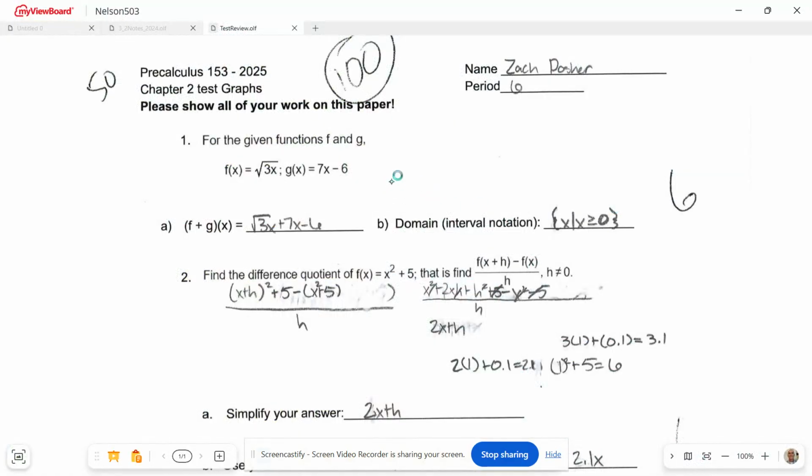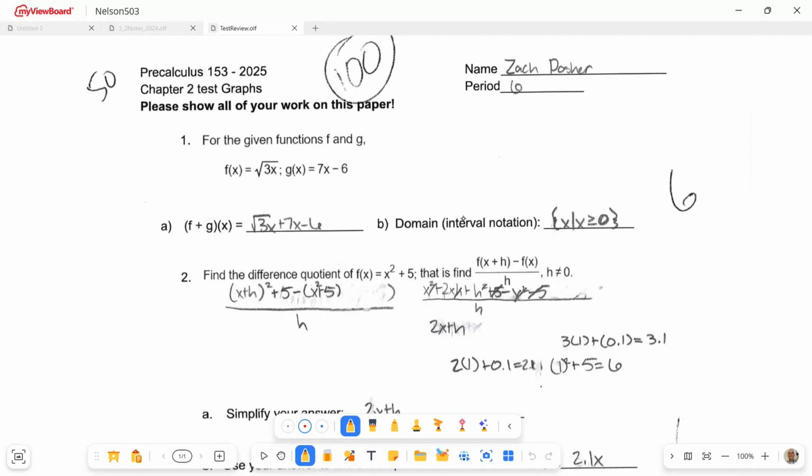Okay, so you can see he's just putting the square root of 3x right here, and then he's putting the 7x minus 6 over here. That's what it means to add the two equations with a little plus sign in between. Then to pay attention to the domain down there.